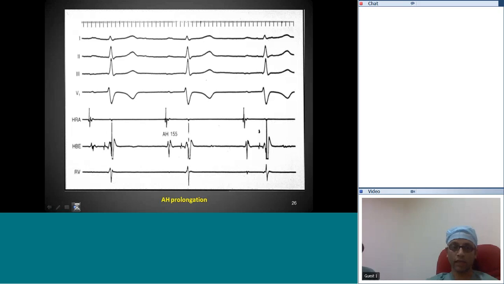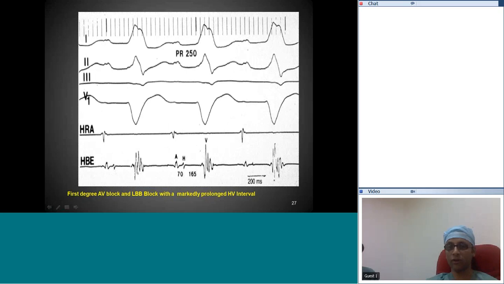Like here, you have a first degree AV block with left bundle branch block. Look at the HV interval, which is 165 milliseconds. I said to you the normal value is 55 milliseconds. This is markedly prolonged. So this patient would definitely benefit from some kind of a pacemaker.